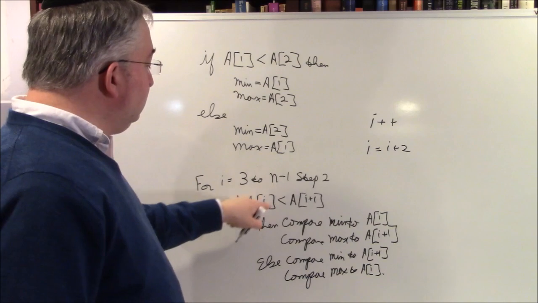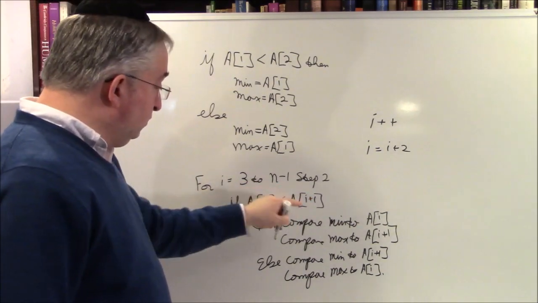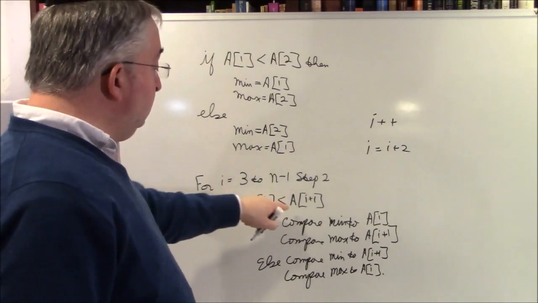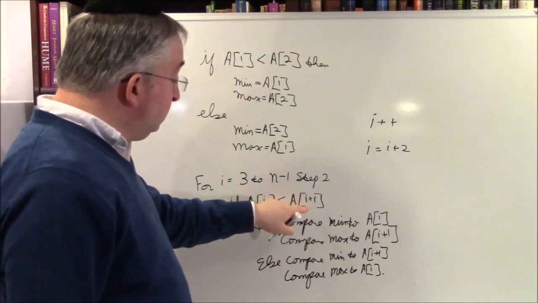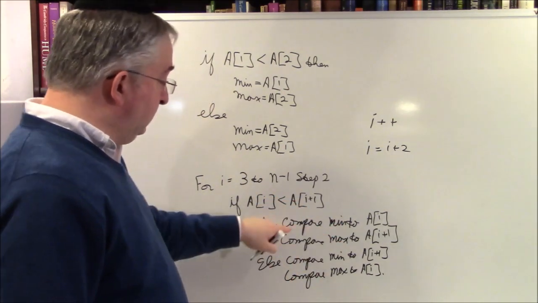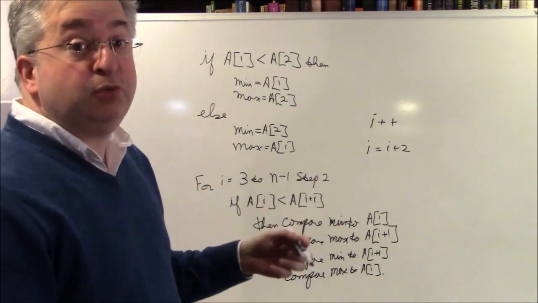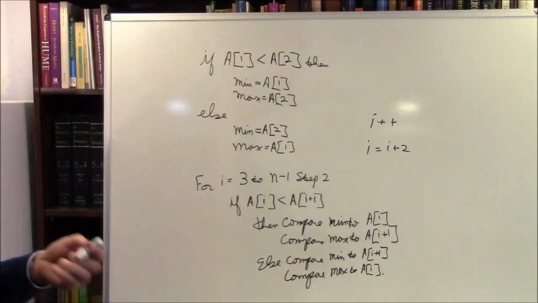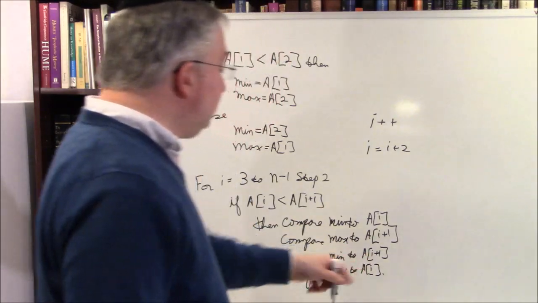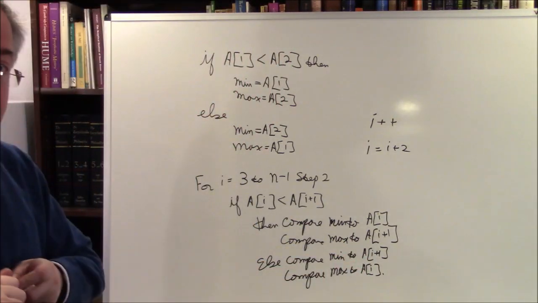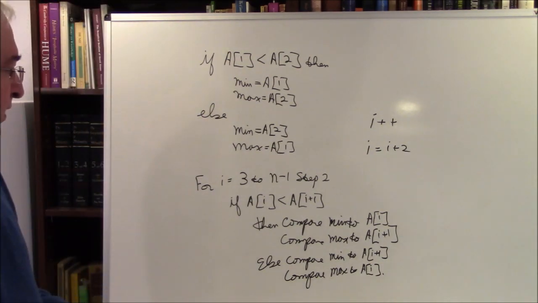If AI is less than AI plus 1, you're going to do a comparison. If this is smaller than this, you're going to compare this smaller one with min. You're going to compare the larger one with max. That's what it says. Compare min to AI, compare max to AI plus 1. And if the comparison works, then you have to change and decide who's the new min, who's the new max. Else compare min to AI plus 1, compare max to AI. So that's a nice short little algorithm that works very, very well.